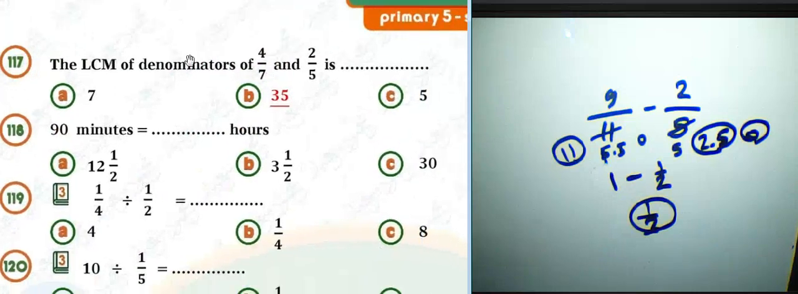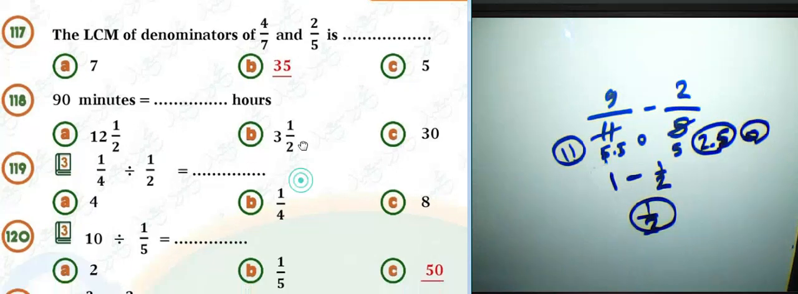The least common multiple of the denominators of 4 over 7 and 2 over 5: 7 times 5 equals 35. Because we have two prime factors, you must find the multiplication of them.